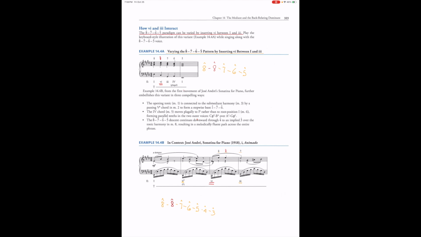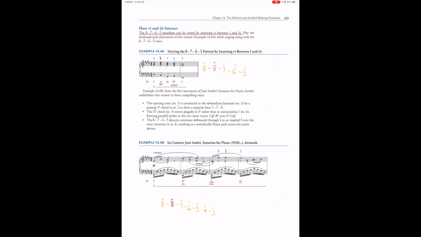A new chord has been inserted in there, the 6th chord that's going to precede the minor 3 chord. So we've got 8. Now with minor 6, we still leave scale degree 8 on the top. 7, 6 to 5. That is a way you can vary the 8, 7, 6, 5 patterning by inserting a 6th chord between the 1 and the 3 chord.